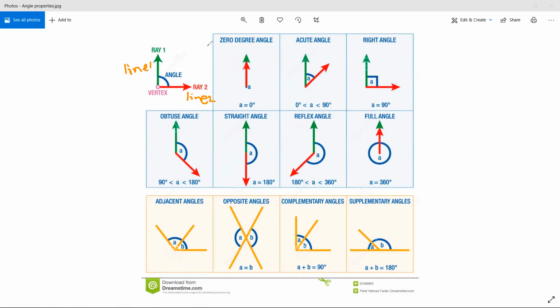Okay, can I just ask a question? Is it okay that you guys can see my screen or you can't see my screen? Yes, we can. Okay, so let me continue.